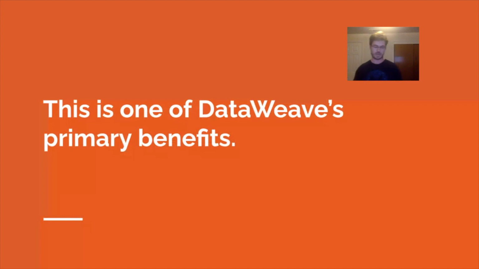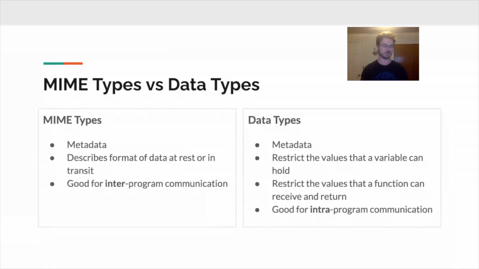Well, to answer that question, we have to distinguish between MIME types and data types. MIME types and data types are similar in that they're both metadata, and that just means they're data that describes other data. It's kind of a weird definition, but an example of a MIME type would be application/json. You can use that identifier, application/json, to describe a file, for example. So this piece of data is describing the data that's in the file, and that's how we come up with the term metadata.